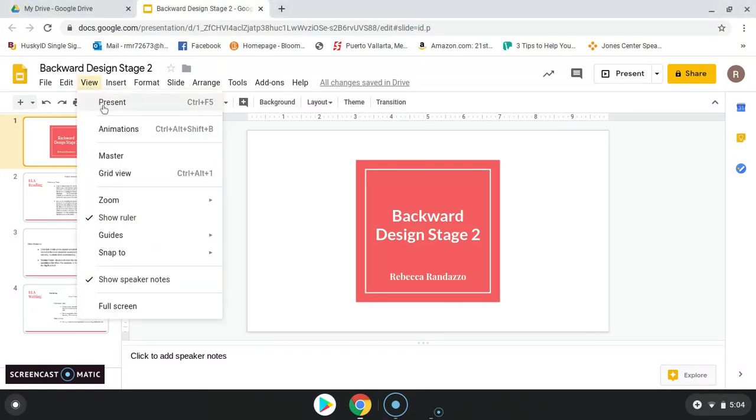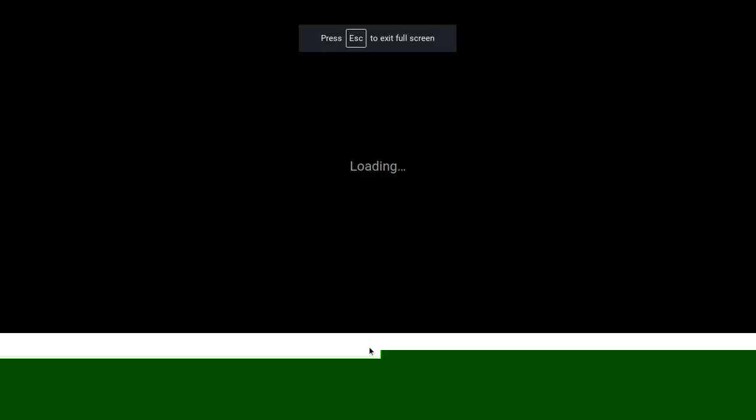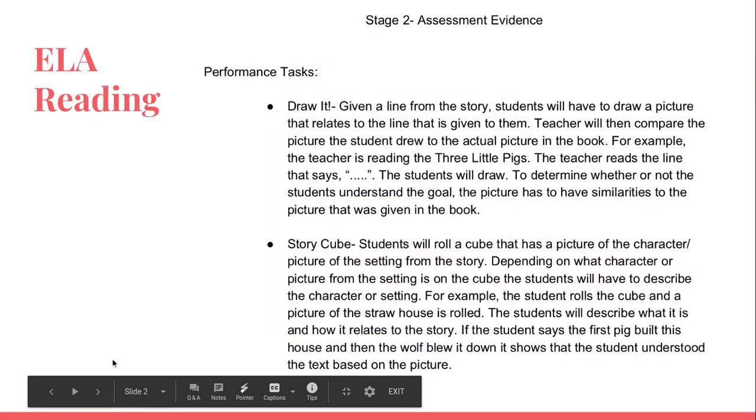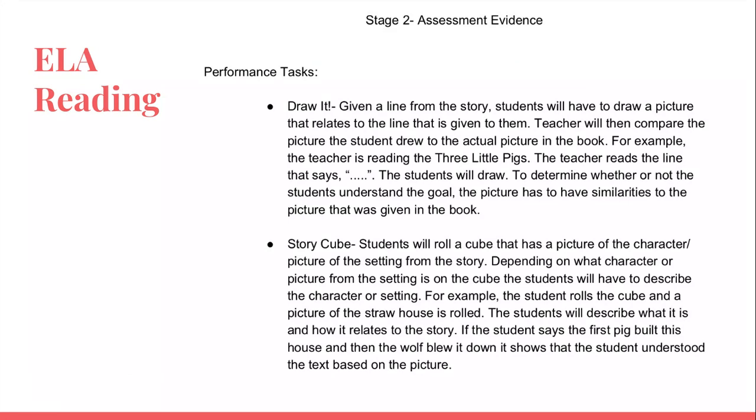Okay, so this is my backward design stage 2, so that's determining evidence. So this is for my ELA reading goal, which was to have the students understand that the illustrations in the book relate to the text. So for my first piece of evidence was something called Draw It.